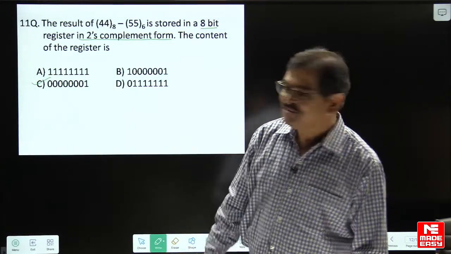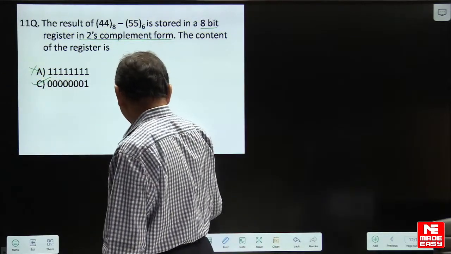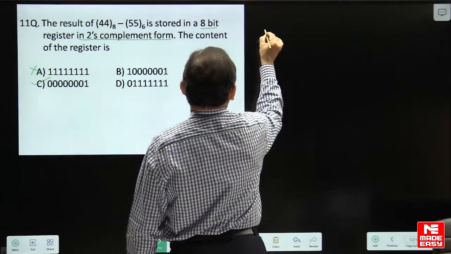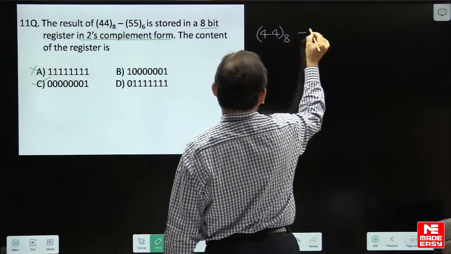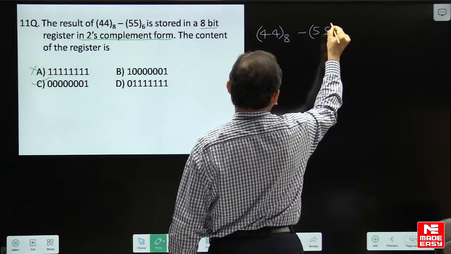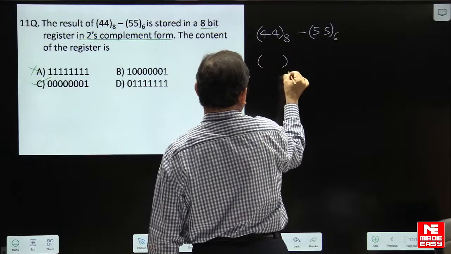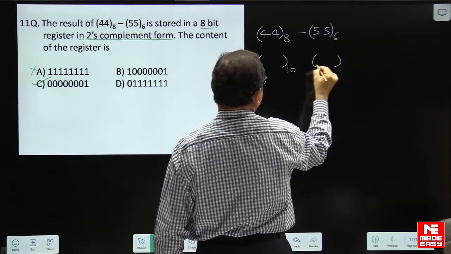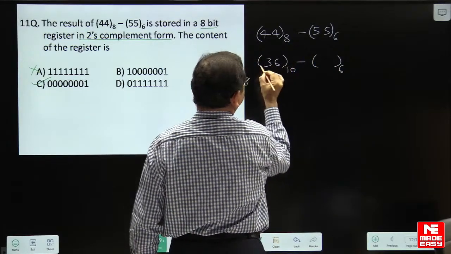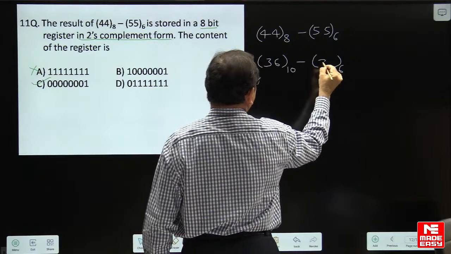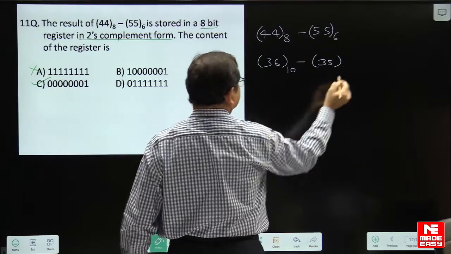So many of you have given right. Those who gave this, it is a wrong answer. Few of you gave this, it is a wrong answer. Look here, this 44 base 8 minus 55 base 6. As decimal values, the decimal value of this 44 base 8 is 36, and the decimal value of the base 6 number is 35. Sorry, I said it wrongly. 35.